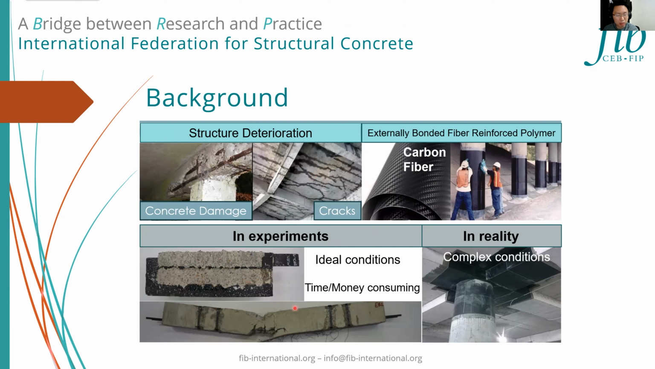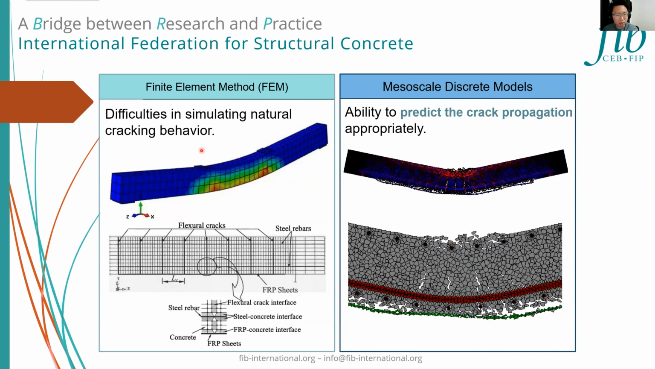Although experiments have been conducted to investigate debonding behaviors, complex degradation conditions make FRP strengthening a case-by-case matter in practice. To evaluate different repair cases, a simulation tool can save time and money. For numerical analysis, the finite element method (FEM) is widely used to simulate the behavior of reinforced concrete structures. While the FEM can show the development and the distribution of stress well, it has difficulties in simulating natural cracking behavior.